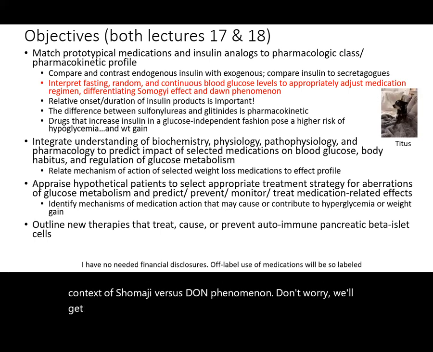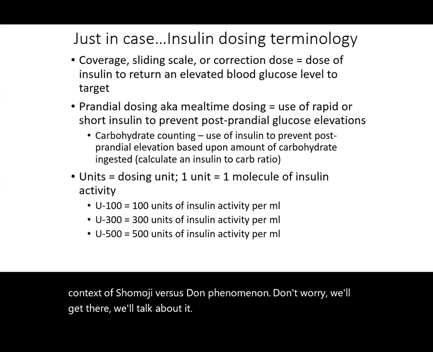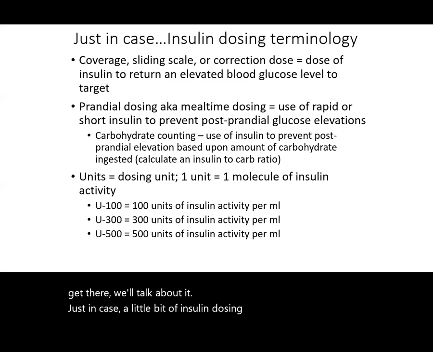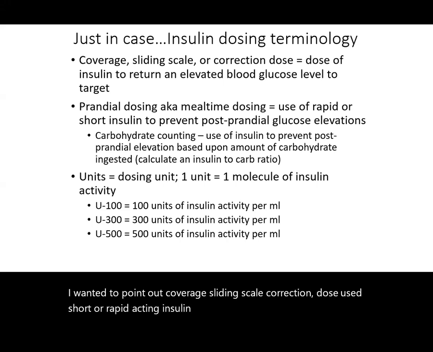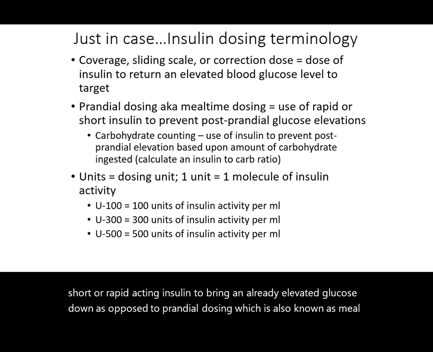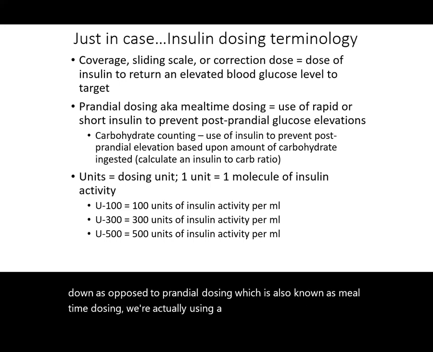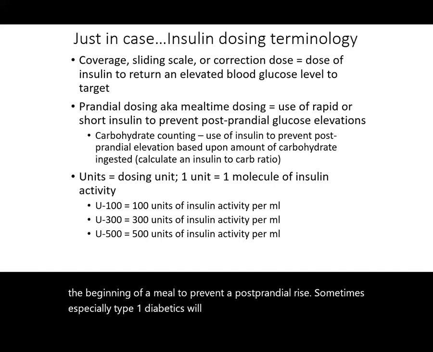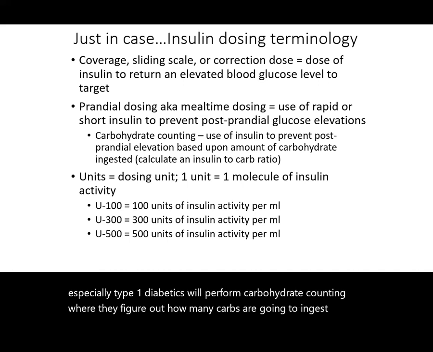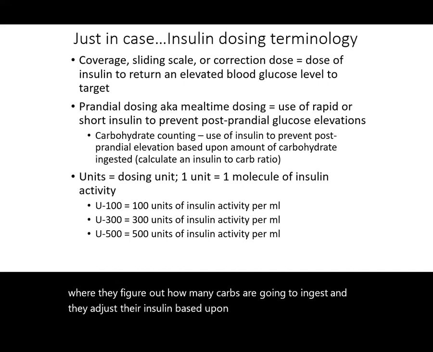We'll talk about it. Just in case, a little bit of insulin dosing terminology. I wanted to point out covered sliding scale correction dose used short or rapid acting insulin to bring an already elevated glucose down, as opposed to prandial dosing, which is also known as mealtime dosing. We're actually using a rapid or short acting insulin at the beginning of a meal to prevent a postprandial rise. Sometimes, especially type 1 diabetics will perform carbohydrate counting, where they figure out how many carbs they're going to ingest, and they adjust their insulin based upon their ingestion of carbs.